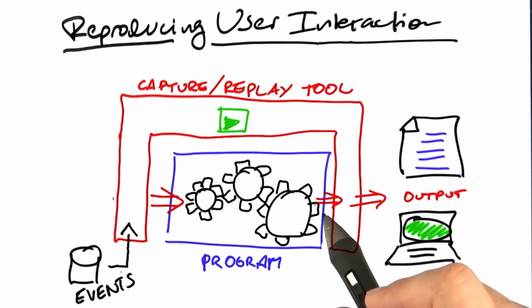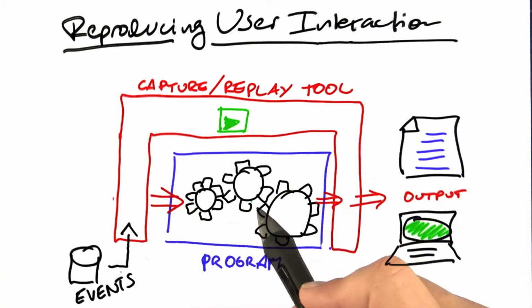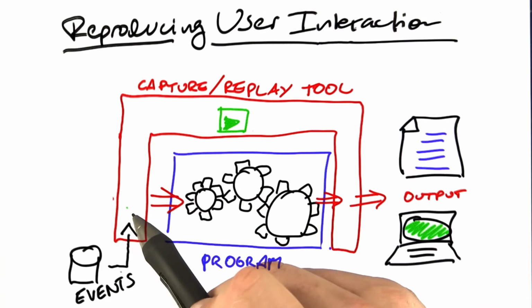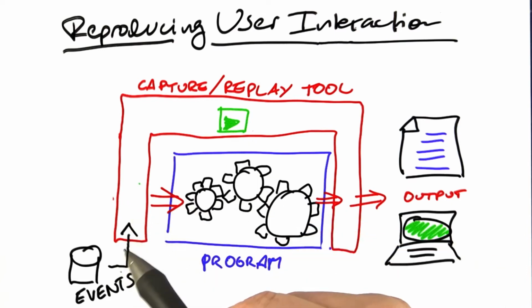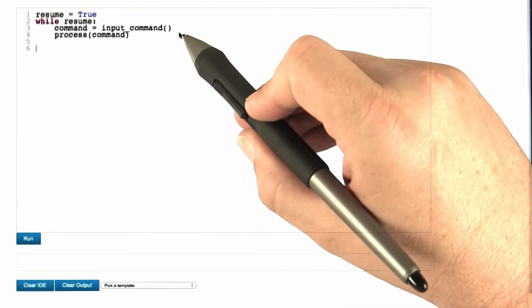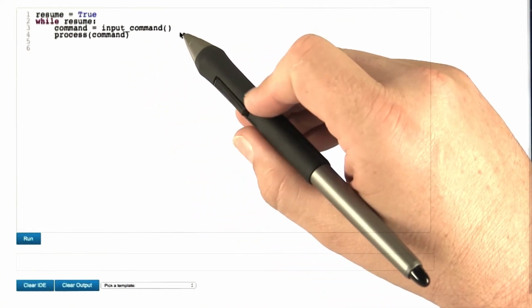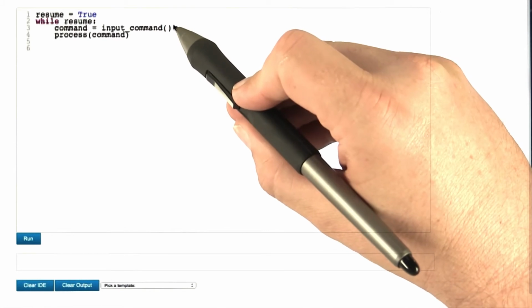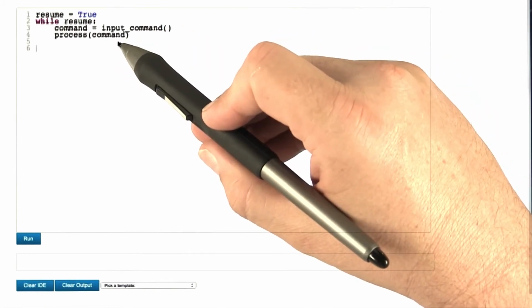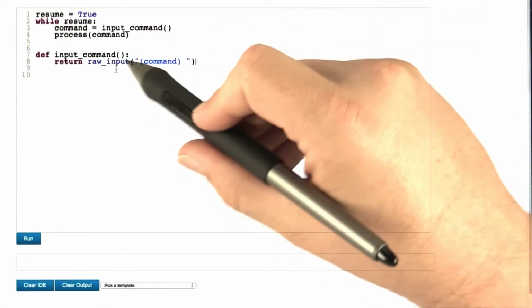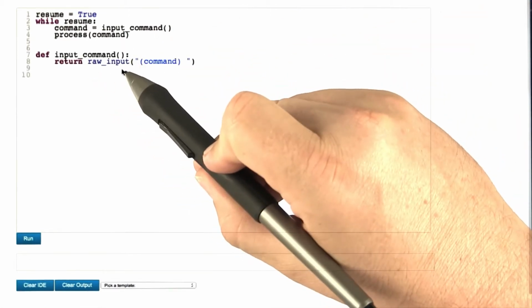Technically spoken, such tools realize capture replay by intercepting calls to library or system functions which would normally provide user input. Let's demo this on an example. We have a program which takes commands from a command line and processes them. Here's the function input command, which is supposed to accept a command, and process is a function which then processes the command as entered. This is how such an input command function would be implemented in Python.